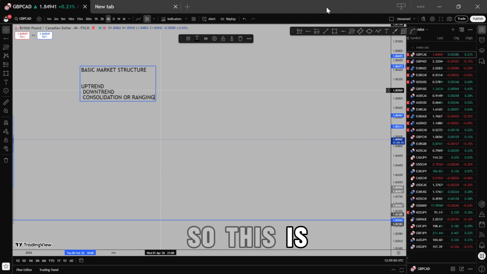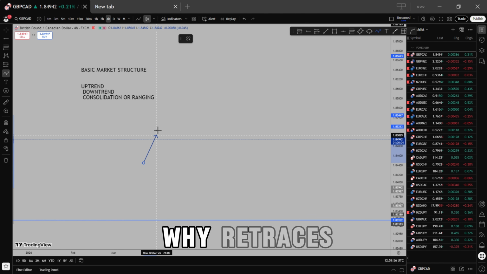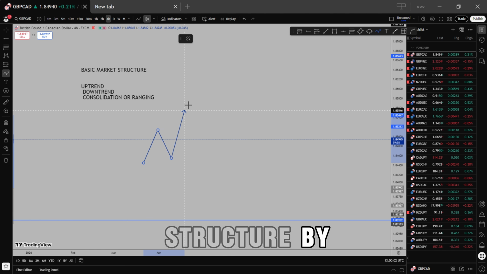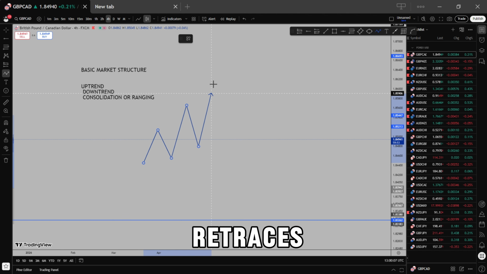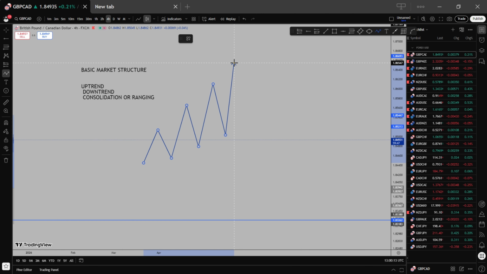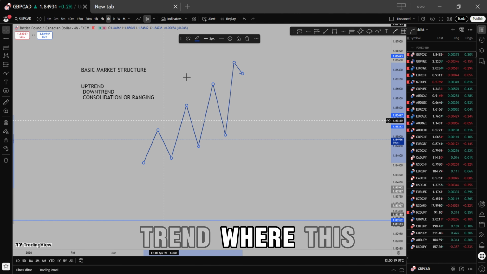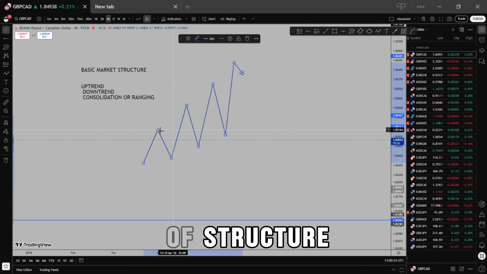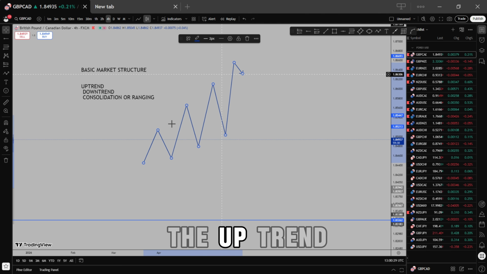So this is actually the basic way it looks like. Buy, retraces, break of structure, buy, retraces, break of structure, buy, retraces, break of structure, buy, retraces. Basically, this is the basic form of an uptrend, where this is your BOS, your break of structure. This is your BOS, so you're breaking structure to the upside. This is how the uptrend looks like.